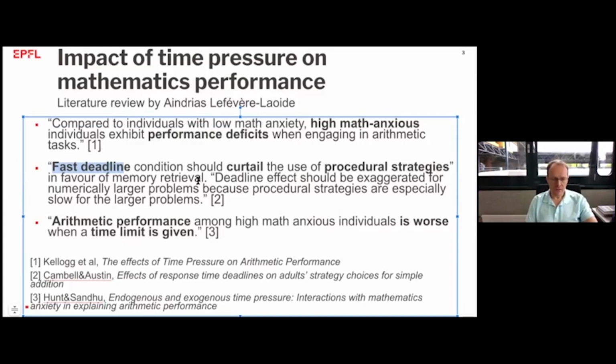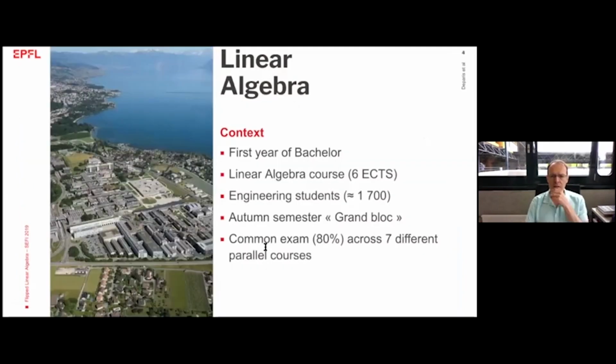So this is what exists, or part of what exists. Now we have some evidence that this is also happening in our school, in linear algebra at least. So first, remember what the linear algebra course is. This is a first year bachelor course. We have six weeks, which are roughly 6 credits, for 1,700 to 2,000 students. It's in the first semester, and it counts a lot towards the success of the first semester. And what is nice when doing this study is that we have 7 different teachers, and they all agree to do 80% of the exam together. So we can do some comparisons.